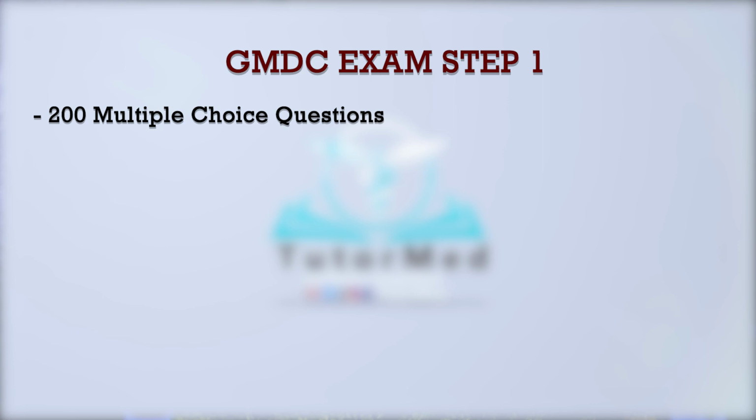And so let's look at what GMDC registration step 1 is all about. The paper is a theory paper which is made up of 200 MCQs. It is subdivided into Medical 1 MCQs and Medical 2 MCQs. Medical 1 is written first over an hour, then a 30 minutes break is allowed, after which we write Medical 2.